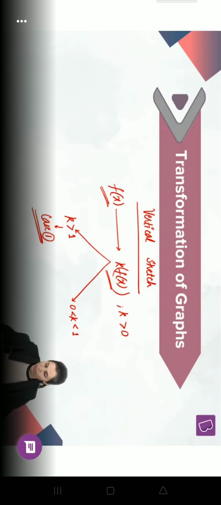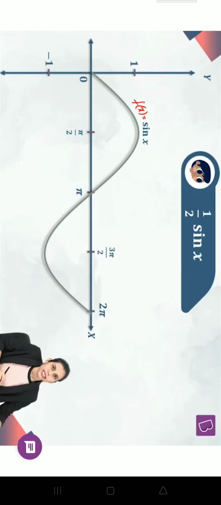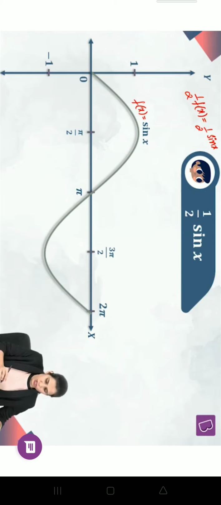Now we have to talk about another transformation, which is called horizontal stretch. What does this entail? Let me explain this to you. The question is how to plot the graph of f of ax from the graph of f of x, where a is some positive real number. Again, two cases arise. One, when a is greater than 1. Other, when a is a fraction strictly between 0 and 1.